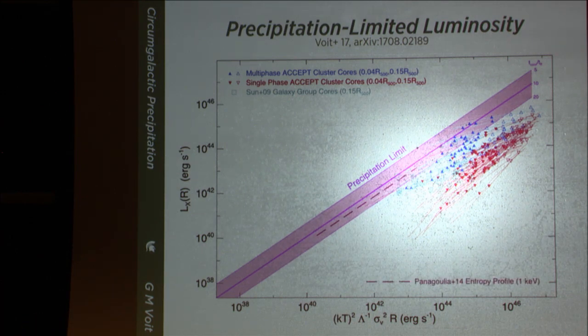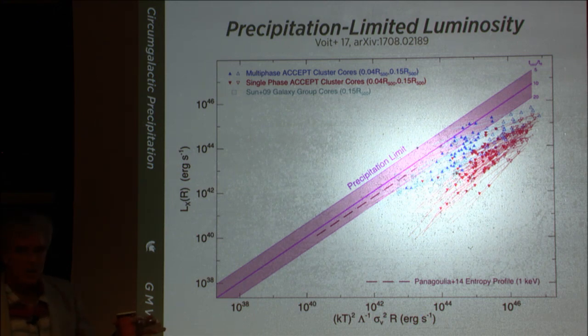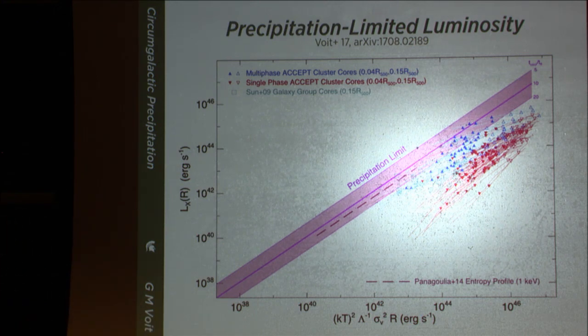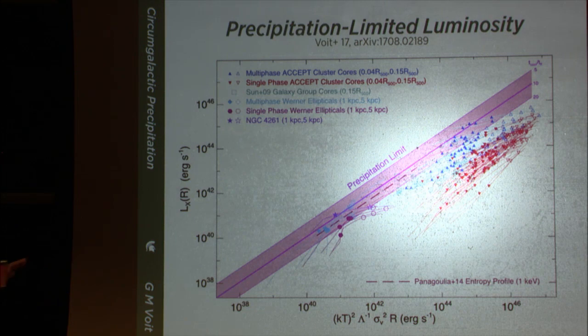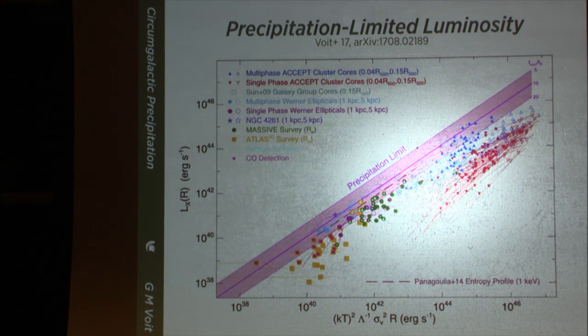You can collect data from a much larger sample of 1 keV type objects. It includes central galaxies of groups and massive ellipticals. And this is the inner profiles. And I recently, this is now the ellipticals I was showing you earlier. It's small radii.